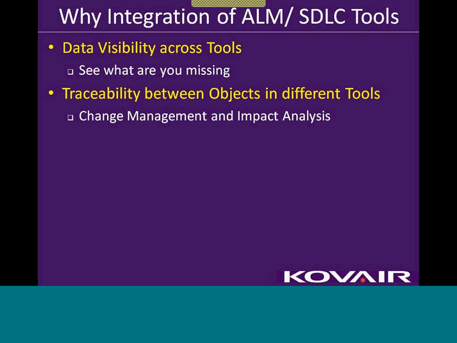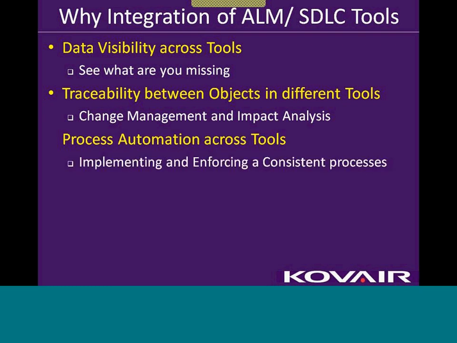The second is whether we can create traceability relations between the objects or artifacts which are in different tools, so that we can really do change management across the whole ALM cycle, where a change in one tool actually triggers an impact in other tools. Third is process. Typically for each of these tools in ALM, the process is limited or just doesn't go beyond the boundary of the tool.